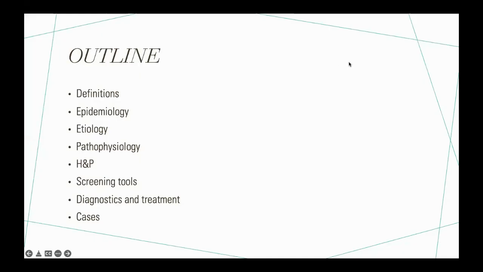Let's move on. Okay, so let's go through an outline, kind of what we're going to be accomplishing today. So we're going to go through some definitions. I want to define sepsis, SIRS, and let's just talk about all that. Epidemiology, so how frequent, how often, how big of an issue is sepsis? Etiology, what are we looking for? What's causing it? The pathophys, what's really going on in the body? The history and physical component of when you actually see the patient, what you're going to be asking, what you're going to be looking for. Some screening tools, some diagnostics and treatment, and also we're going to go through some cases at the end.